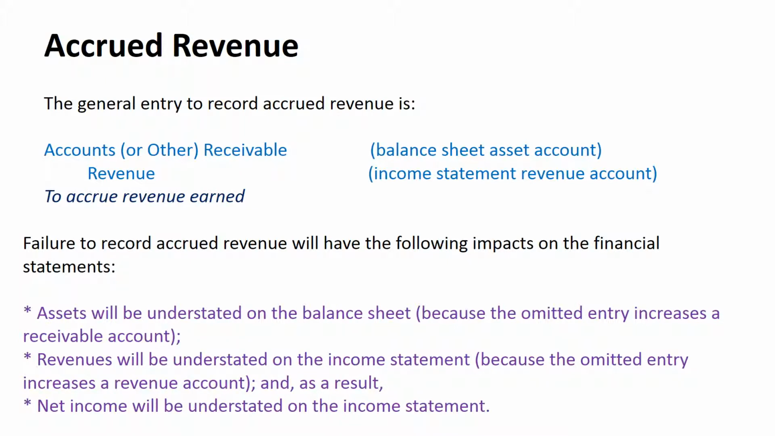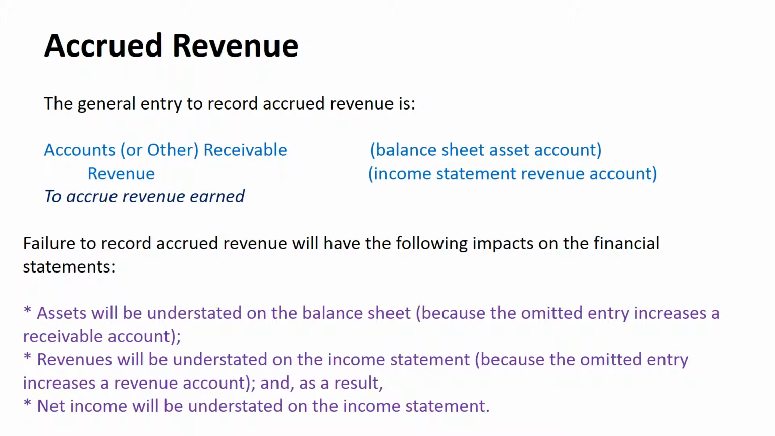Accrued revenue is uncollected revenue, that is, revenue earned but not yet received. To put it another way, receipt of cash takes place after the revenue is earned and recorded on the books. Every adjusting entry for accrued revenue debits a receivable account, increasing assets on the balance sheet, and credits a revenue account, increasing revenue and net income on that period's income statement.